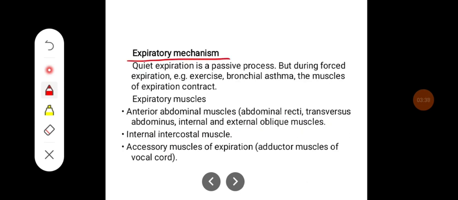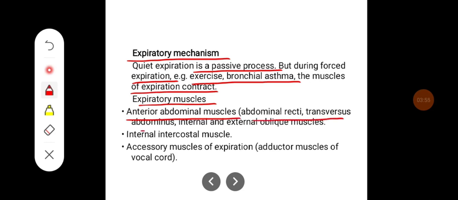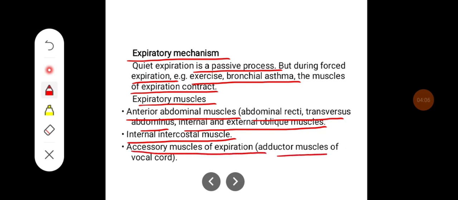Expiratory mechanism. Quiet expiration is a passive process, but during forced expiration, for example during exercise or bronchial asthma, the muscles of expiration contract. Expiratory muscles are the anterior abdominal muscles, that is rectus abdominis, transverse abdominis, internal and external oblique muscles, and of course internal intercostal muscles. And accessory muscles of expiration are adductor muscles of the vocal cord.